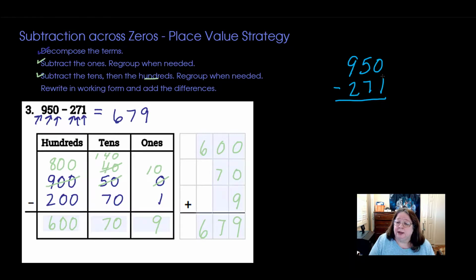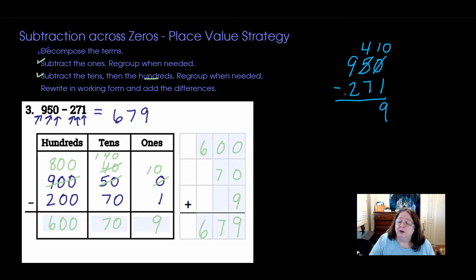Okay, let's subtract. We start with the ones, 0 minus 1. Well, we can't do that. We need to do some regrouping. So we come over to the tens, and 5 tens will become 4 tens, and our 0 here will become a 10. We have 900, 4 tens, and 10 ones. That's still 950. And that is the important thing, is that we have to keep that value at 950. Can I subtract 1 from 10? Yes, I can. 10 minus 1 is 9.